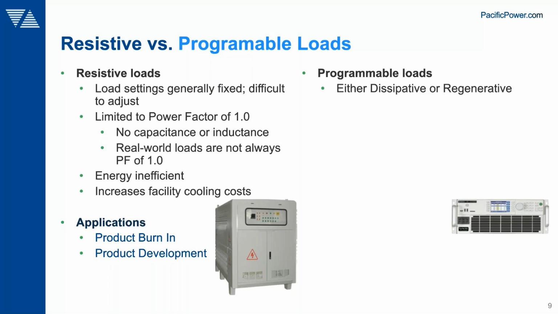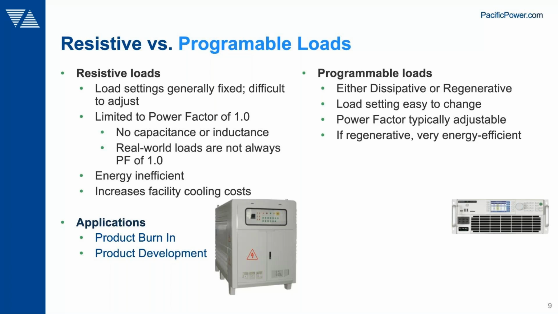So on both of these types, programmable loads are generally easy to change settings. You can do it remotely. You can do it from the front panel. It's easy to dial in different load conditions because they're fully programmable. Power factors are generally adjustable as well, so you can vary your power factor anywhere from -1 to +1 on a regenerative load. On a dissipative load, you have less of a range. You can generally adjust power factor, but not over the full ±1 range because they are not bidirectional, so they can only be adjusted to a limited amount.